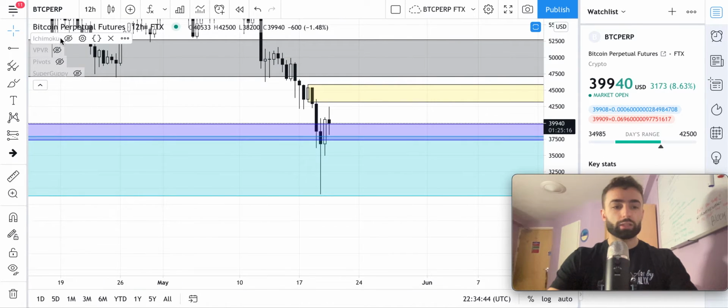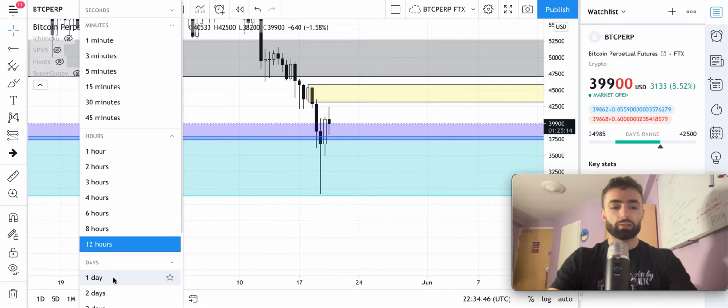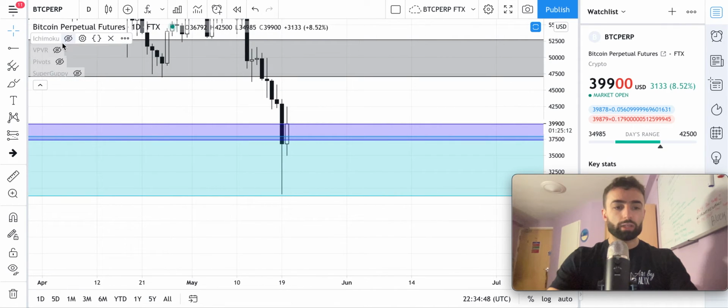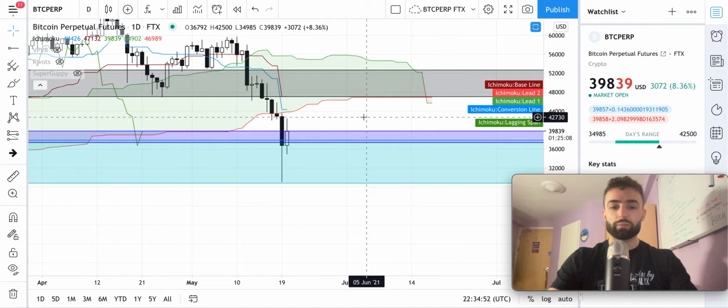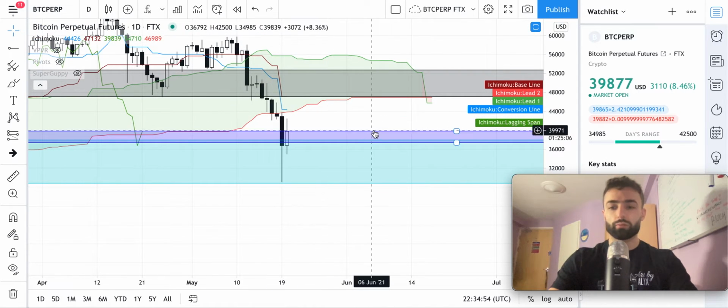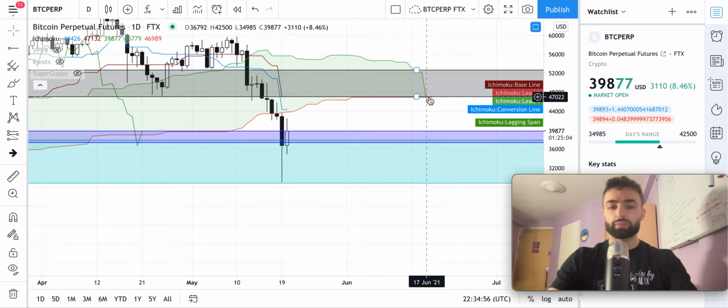Let's go back to the daily real quick. Briefly look at the Ichimoku cloud. You can see that the Ichimoku cloud is starting to flip bearish here, and this is not what we want to see if we're a bull. So you see the cloud just flipped bearish.